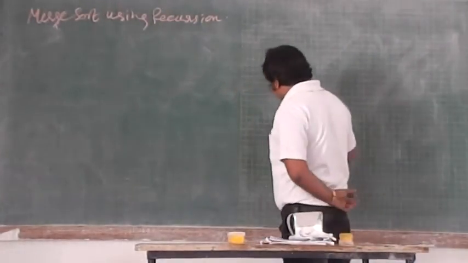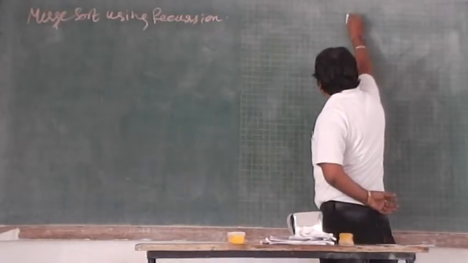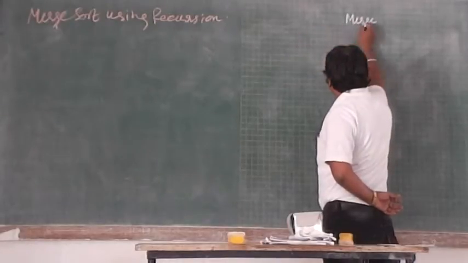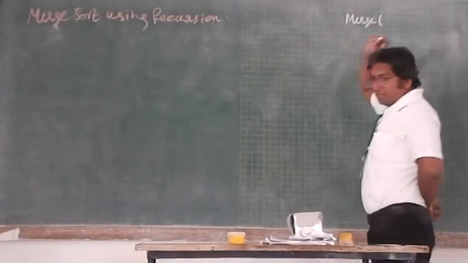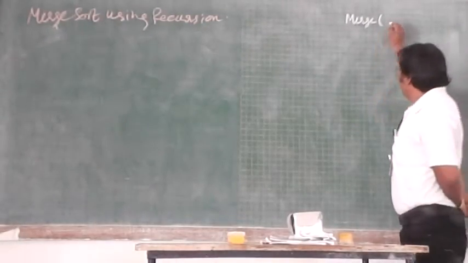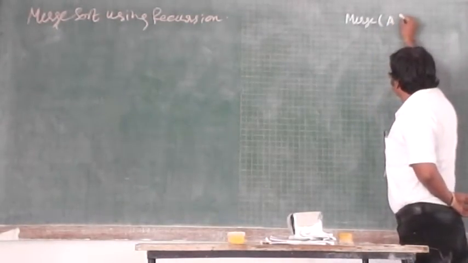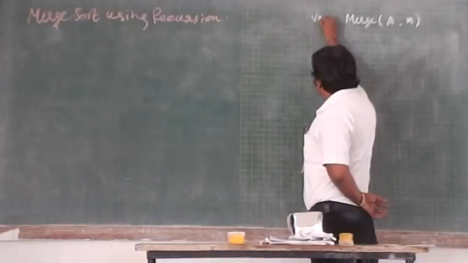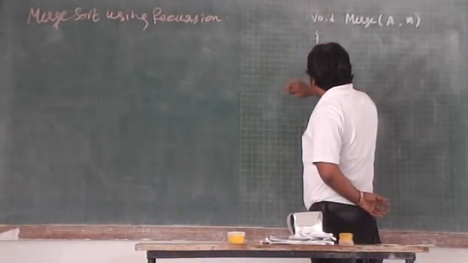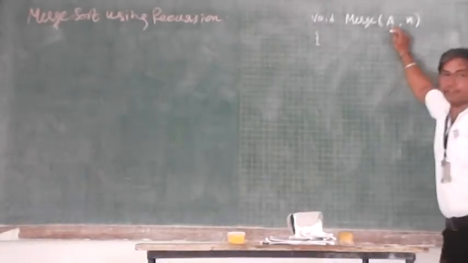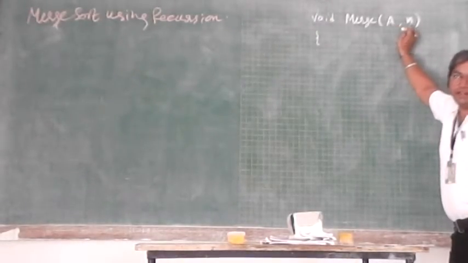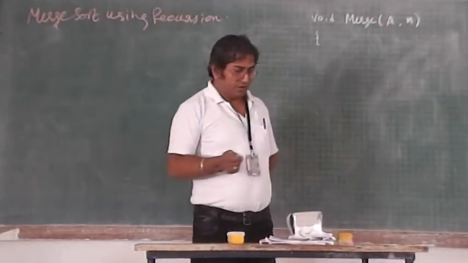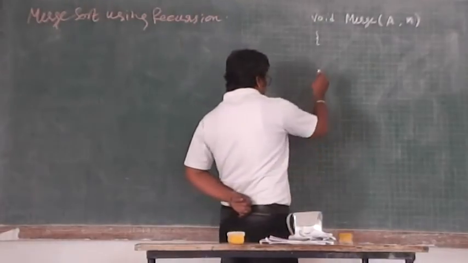First of all, we will see the algorithm for merge. Merge is the function which takes an array as input and the length of that array. It returns y. Okay. This merge is the program which takes array A of length n and merges it. The merging procedure is simple.